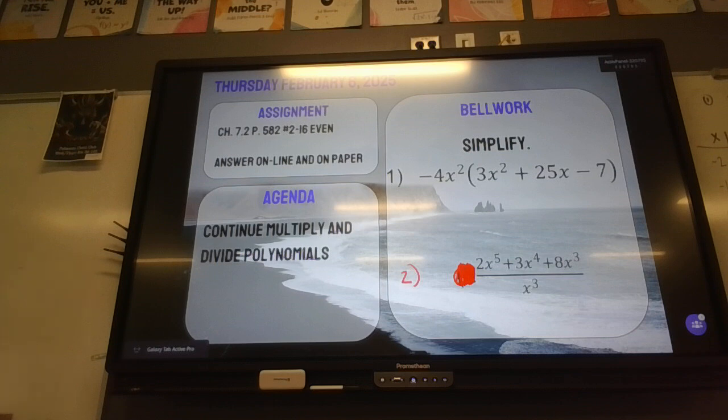So we have to do negative 4x squared times 3x squared plus 25x minus 7. And then we also have to do a division problem. 2x to the 5th plus 3x to the 4th plus 8x to the 3rd all over x to the 3rd. So these are 2 problems.